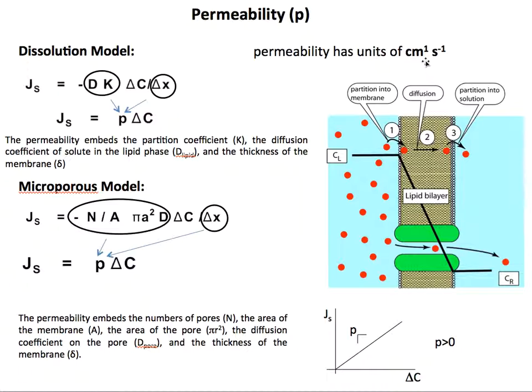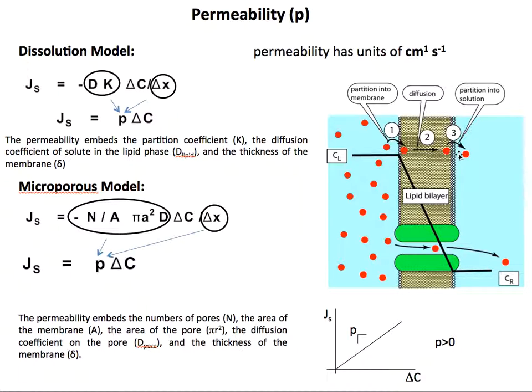So in this equation, in this solution model right here, this is showing you that the higher the D, the higher the K, the lower the X, and higher delta C, you'll have higher JS. So if your diffusion coefficient is higher, higher JS. Higher partition coefficient, higher JS. That makes sense, because if your solute likes to dissolve in the lipid layer more, it can just dissolve through the lipid layer and get across. And if your delta C is high, that means there's a high concentration difference, so you'll have high flux.